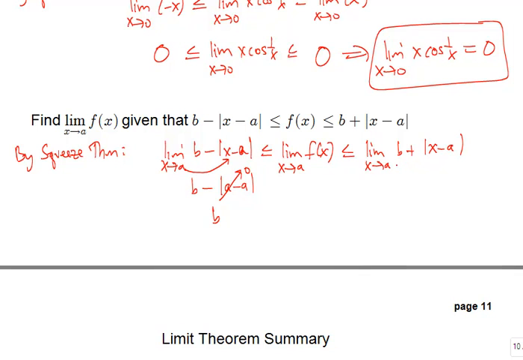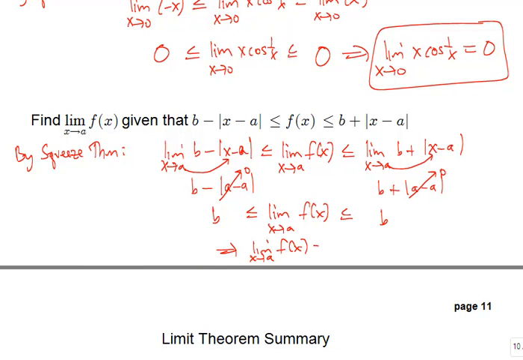Now go to the right function and plug in a. This goes to b plus absolute value of a minus a. That goes to 0. b plus 0 is b. So that forces this limit in the middle to be between b and b, which implies that the limit of f of x as x approaches a must be b. It has nowhere else to go because it's getting squeezed in between two functions that are going to b as you get closer and closer to a. Okay?